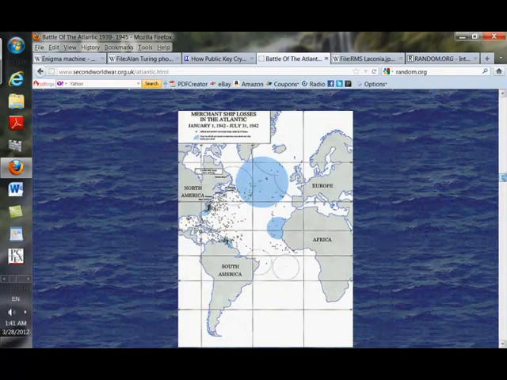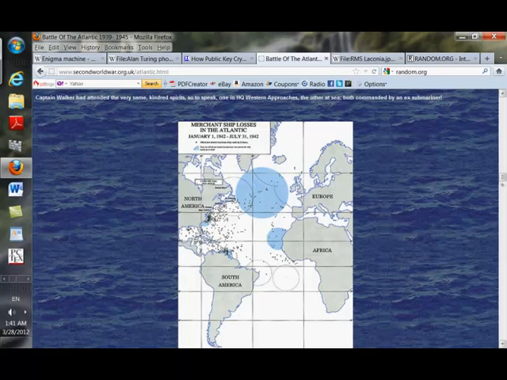Now, during the early days of the war, actually, there were areas that were quite well patrolled. For example, this area was patrolled by aircraft. So there was some cover. U-boats could be discovered and sunk by aircraft. And here was the Canadian Air Force that was patrolling.